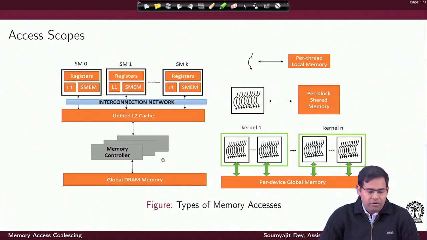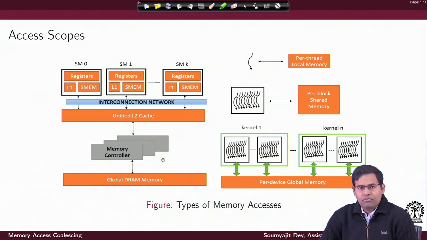Each of the SMs, as we discussed earlier, has its own segment of registers which are dedicated to it. Each of the SMs has the internal memory partitioned into the L1 and the shared memory segment. And then through the interconnection network, you have access to a unified L2 cache, which accesses the banked global memory through the memory controller, right.